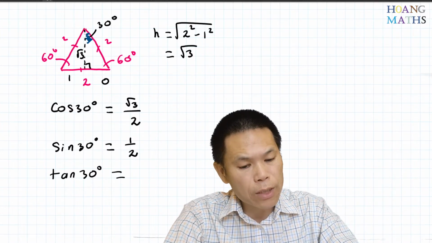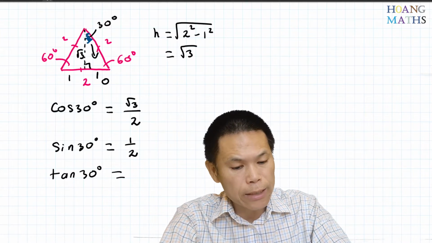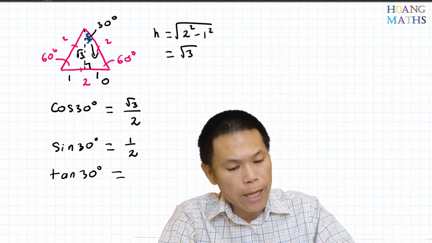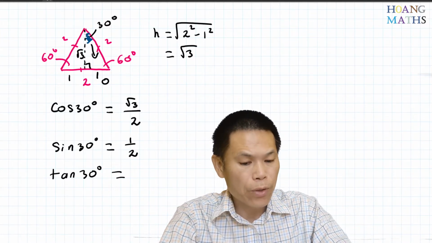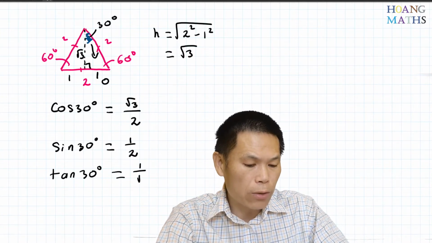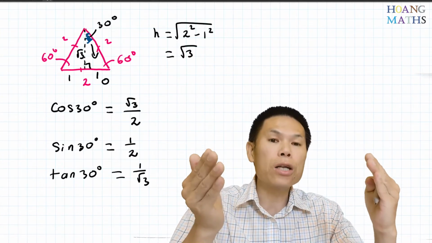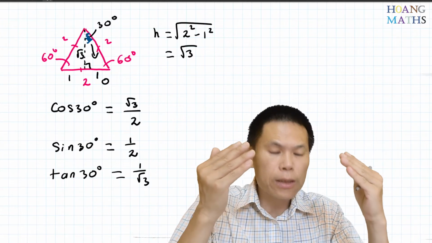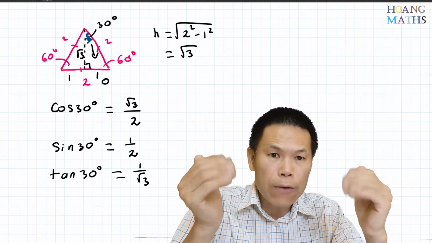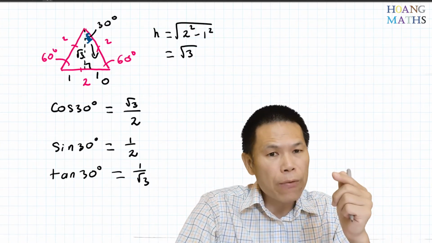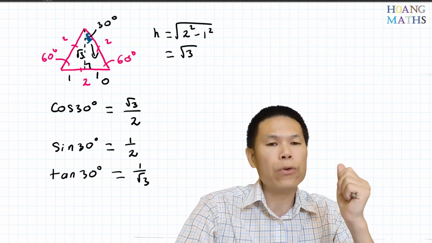So opposite of this is 1. Okay, this is 1 here, of course. And then adjacent is root 3. So therefore 1 over root 3. So cos of 30 degrees is root 3 over 2. Sine of 30 is a half. Tan of 30 degrees is 1 over root 3.